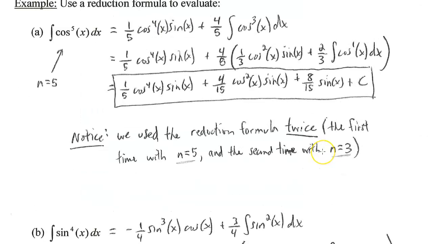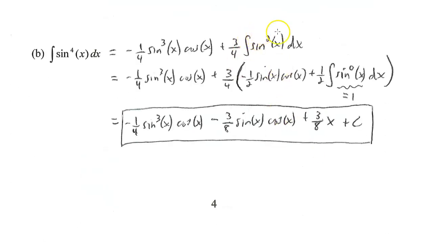But here I'll use the reduction formula. Integral of sine squared. Notice when you use the reduction formula, you get sine to the 0 power. It drops by 2. But what's the integral of sine to the 0? Well, sine to the 0 is just 1. So the integral of 1 ends up just giving you x.